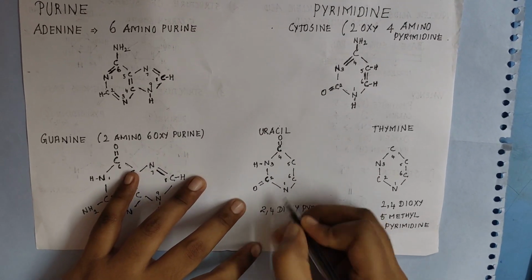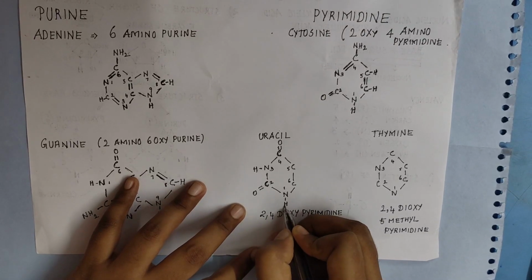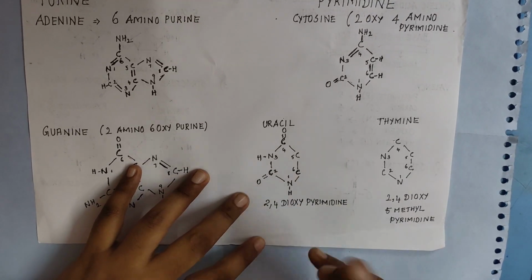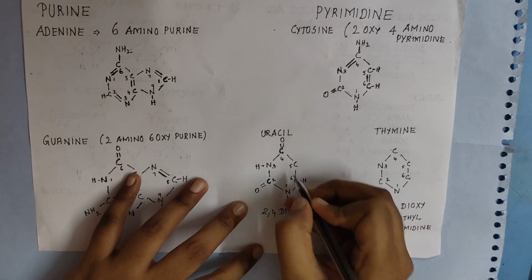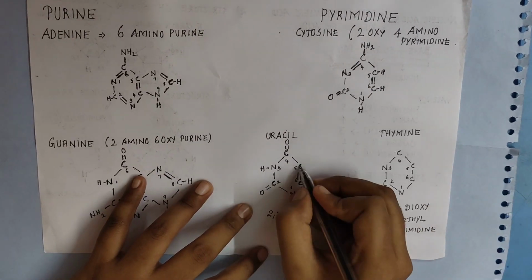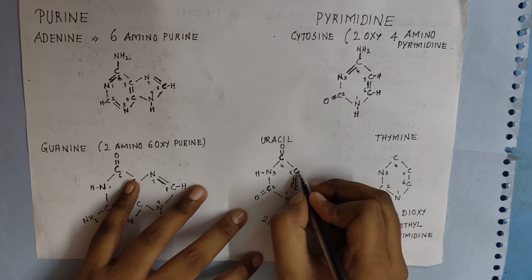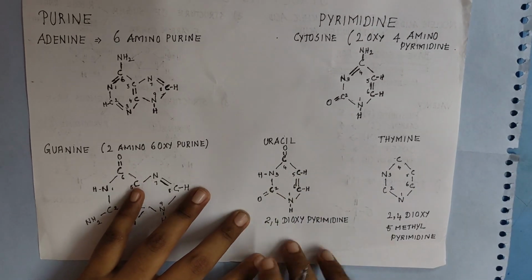For this N, 1, 2, we need another one, so I add H over here. For this carbon, 1, 2, we need 2 bonds, so I add H and the other with a bond. For this carbon, 1, 2, 3, we need another one, so I add H. This is the structure of uracil.